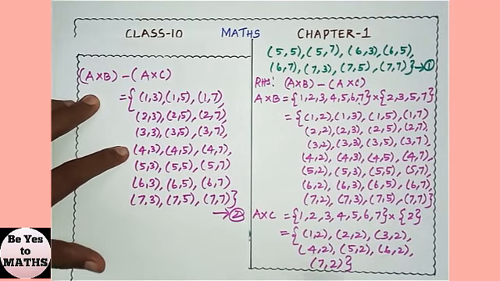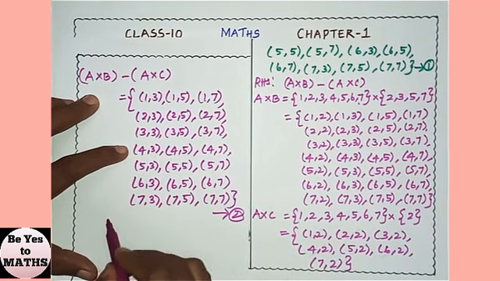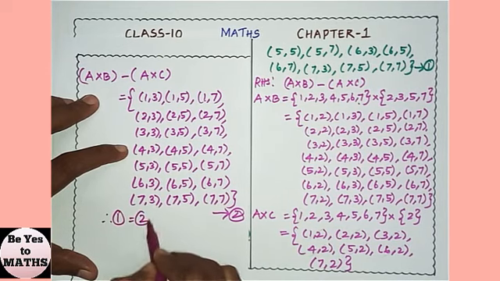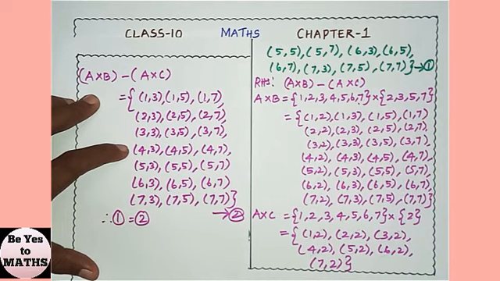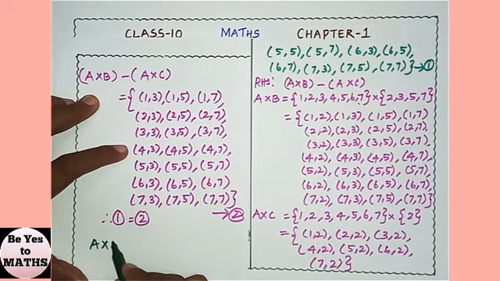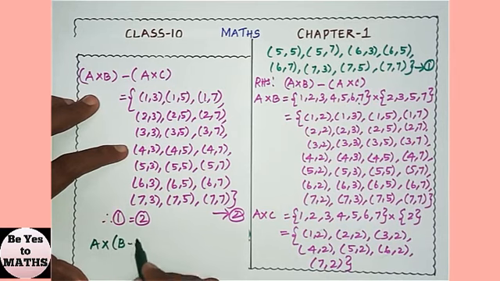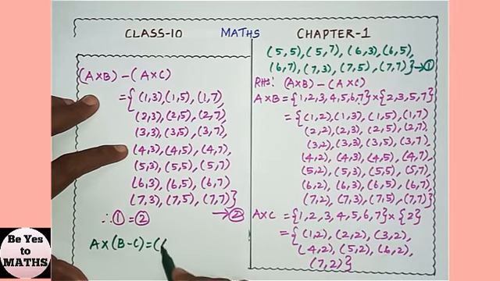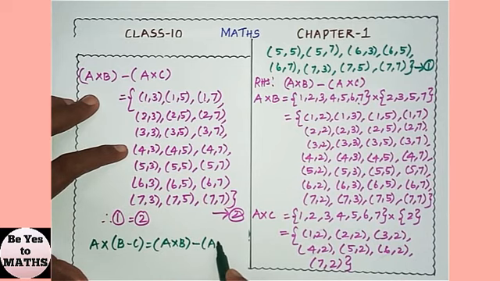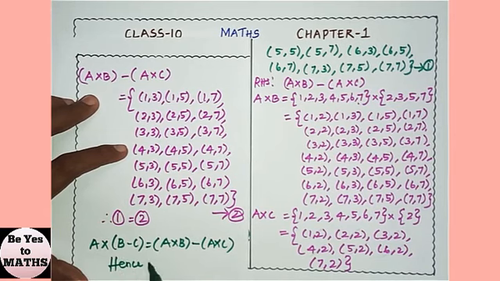If you see equation 1 and 2 both are equal, therefore equation 1 is equal to equation 2. Therefore we can say that A cross B minus C is equal to A cross B minus A cross C. Hence verified.